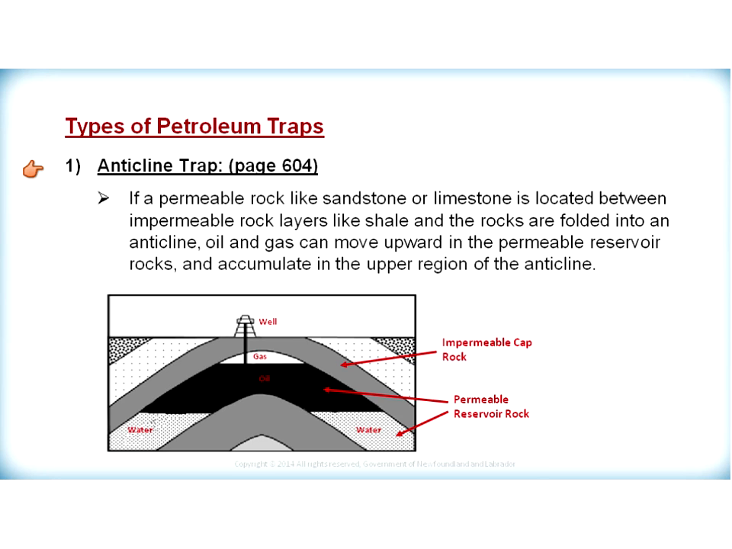The first type of petroleum trap is referred to as an anticline trap. Information on this type of trap can be seen in your book on page 604. If a permeable rock layer like sandstone or limestone is located between impermeable rock layers like shale, and the rocks are folded into an anticline, that is an upfold, oil and gas can move upward in the permeable reservoir rock, and it can accumulate in the upper region of the anticline.